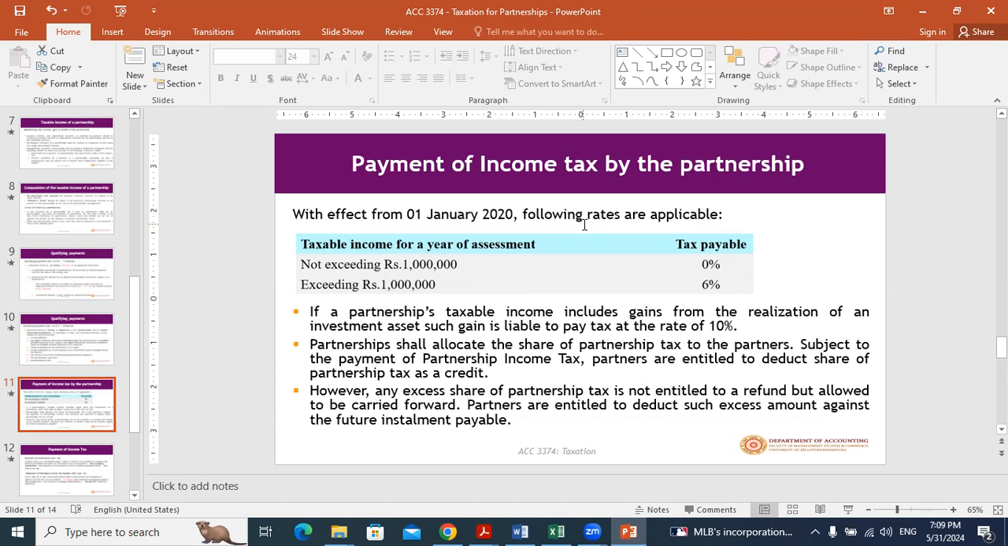6%. So there are basically two tax rates. Up to the first 1 million, 0. The amount that exceeds the first 1 million, the flat rate is 6%. Other than that, if a partnership's taxable income includes gain from the realization of an investment asset, such gain is liable to pay tax at the rate of 10%. This was discussed by Sir on the last day also. 10%.